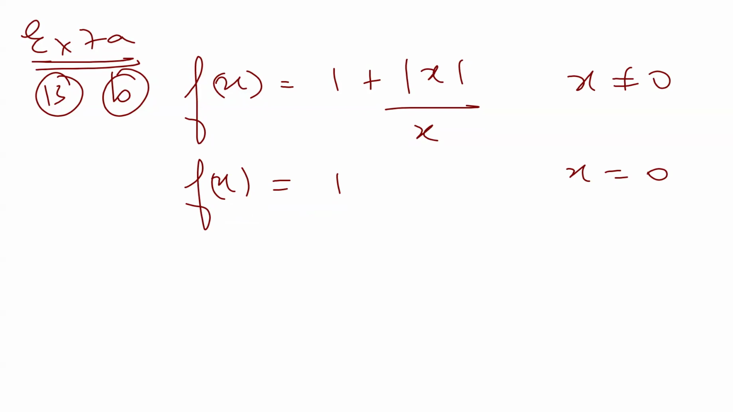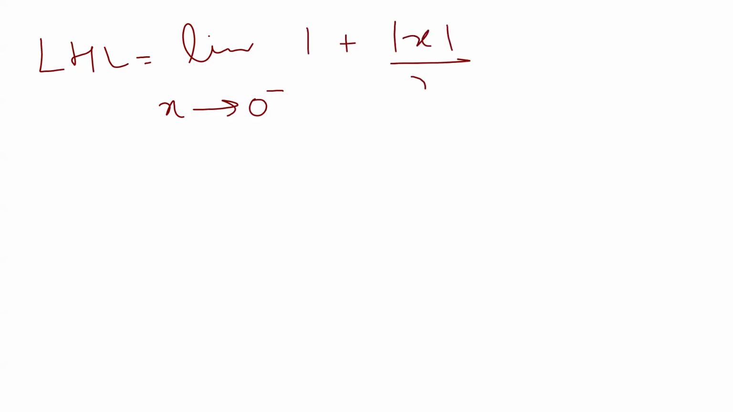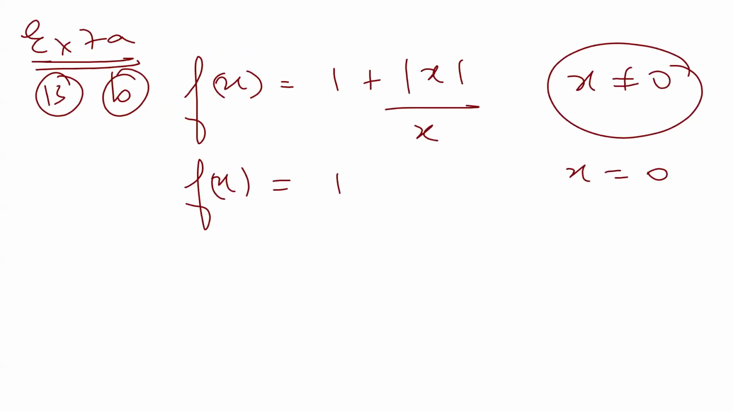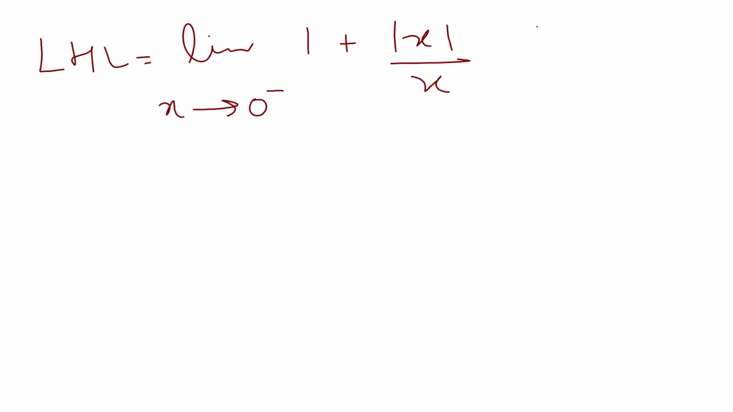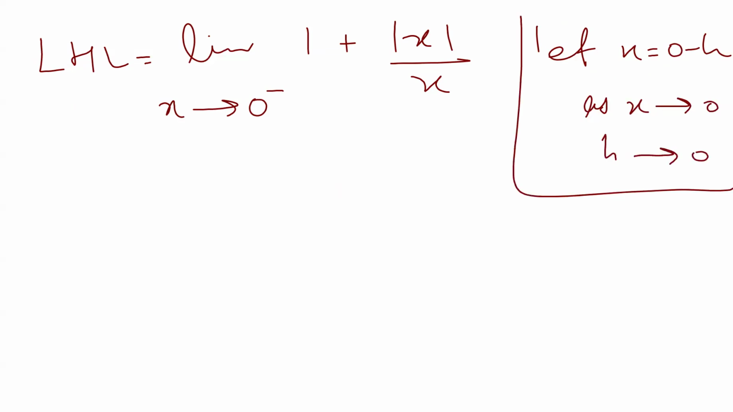So we'll start with the left hand side. LHL: limit x approaching 0 minus of f of x, and f of x will be (1 plus modulus of x) upon x. Now, this is true for both x greater than 0 and x lesser than 0. It is true for both. So left hand side limit is this. Let x be equal to 0 minus h. As x approaches 0, h will also approach 0. So all these things should be pretty clear by this time, I guess.